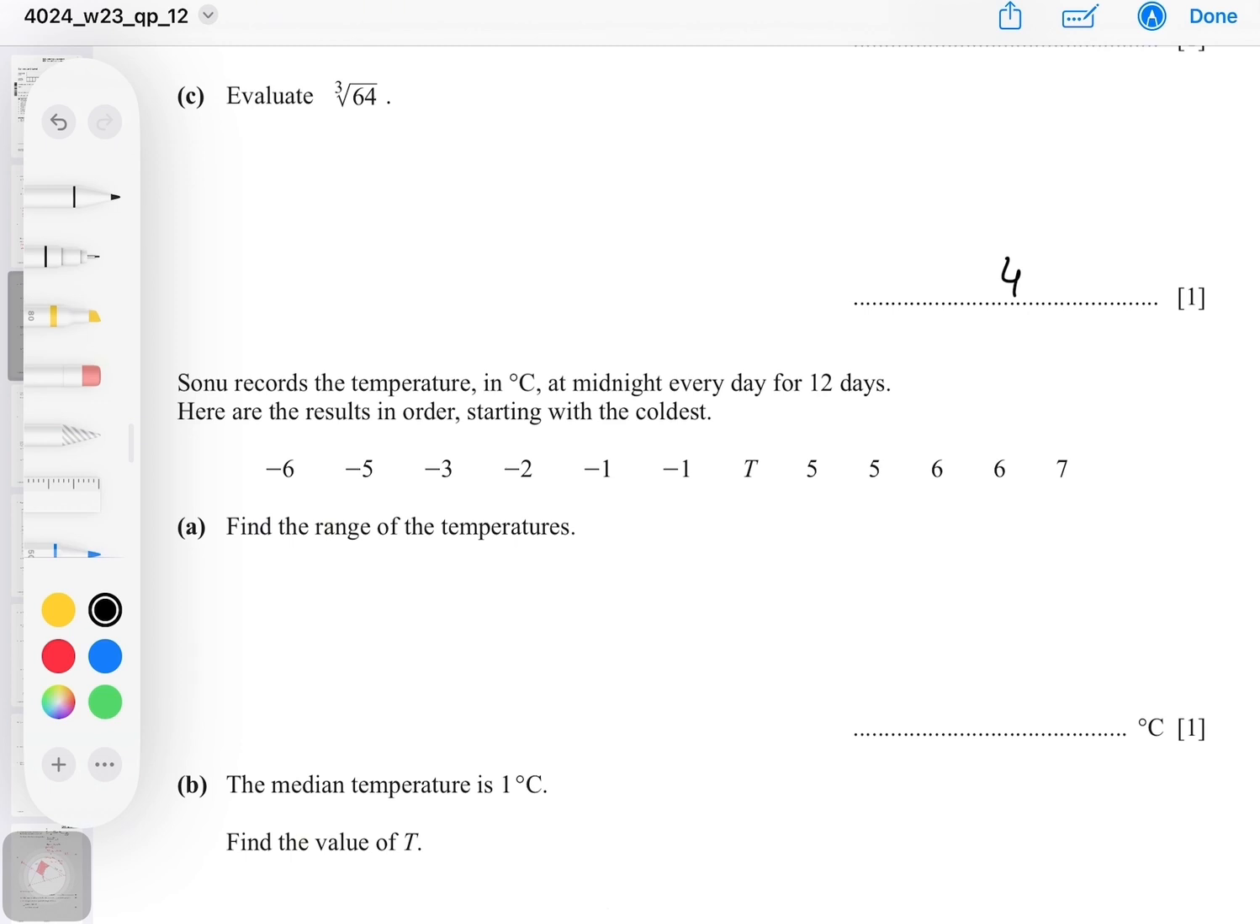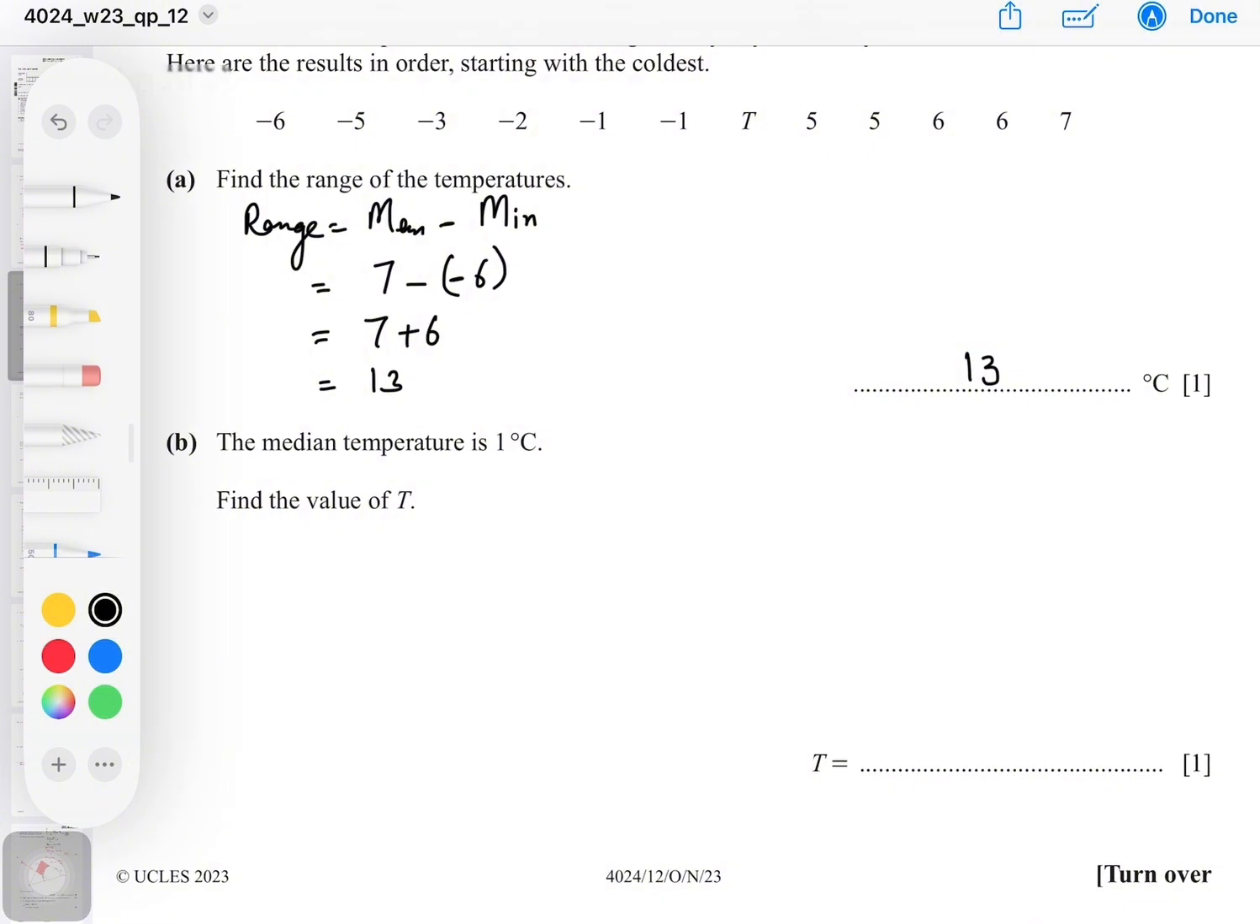4. Sonu records the temperature in degrees centigrade at the midnight every day for 12 days. Here are the results in order starting with the coldest. Find the range of the temperature. So the range is equal to max minus minimum. So max value is 7 and minimum value is minus 6. So when I solve it, I'll get 7 plus 6. This is equal to 13. So the answer is 13.